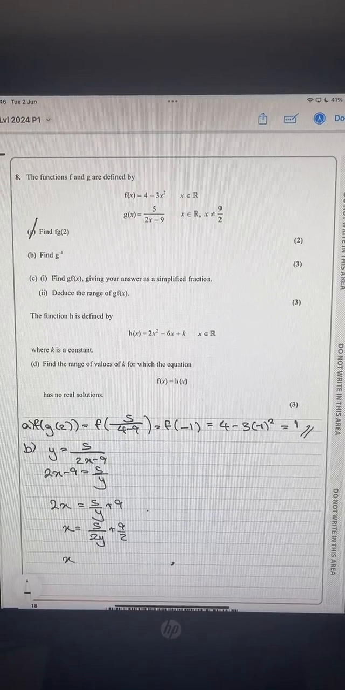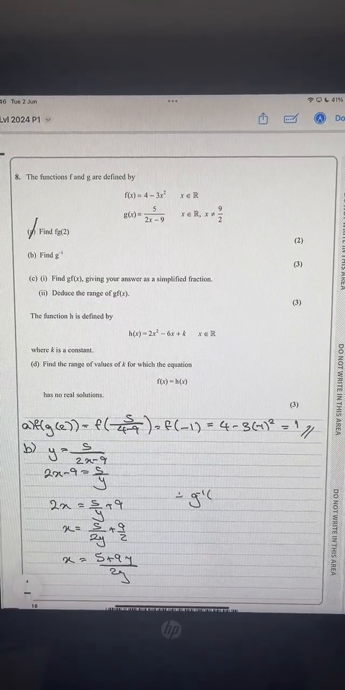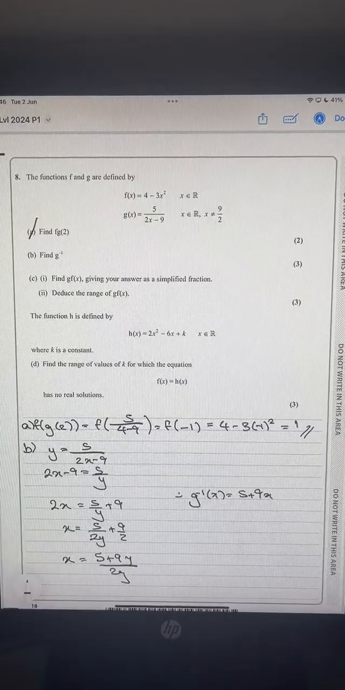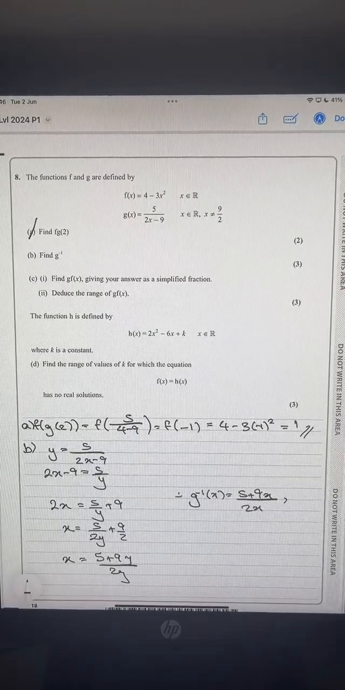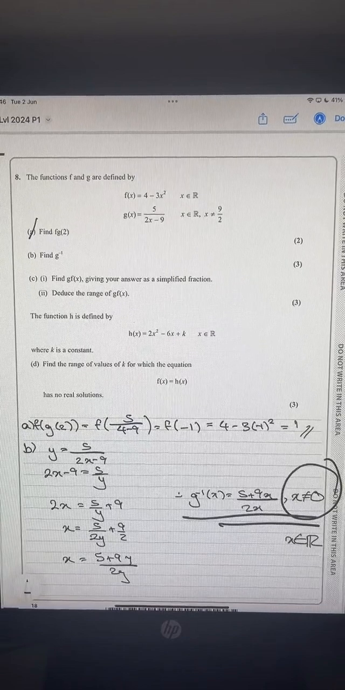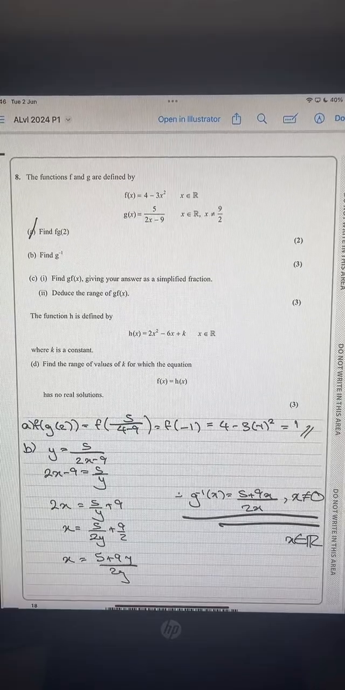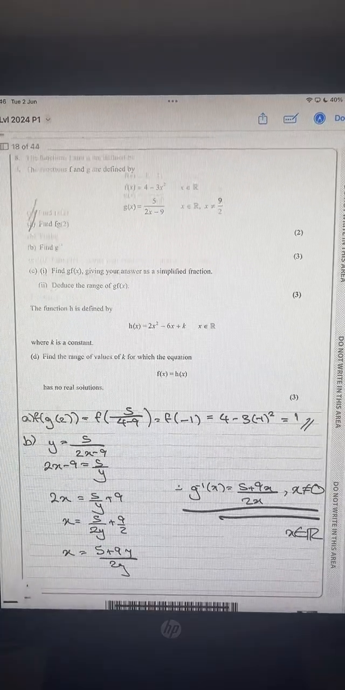And I'm going to put my fractions together. So I have 5 plus 9y divided by 2y. I just need to state that this is my inverse function formally at the end. So therefore, g minus 1 of x is equal to 5 plus 9x divided by 2x. And I need to state my domain for this. We know that the denominator cannot be 0, so x is not equal to 0. And that is my answer. You can also put it like this as well, but it's important that you have this. So that is how you find the inverse function. If you have any restrictions on the domains, make sure you put them too, because that could be a mark in itself.